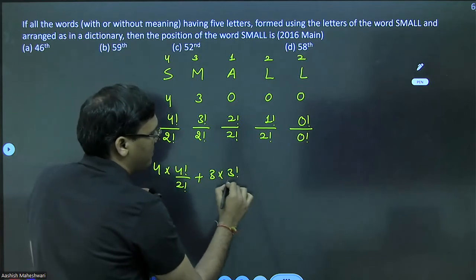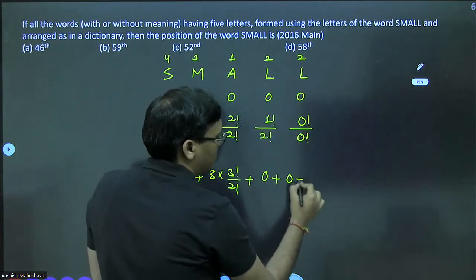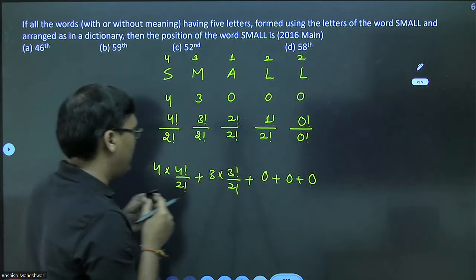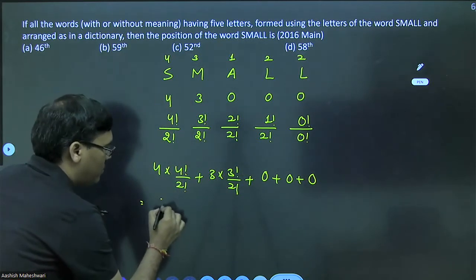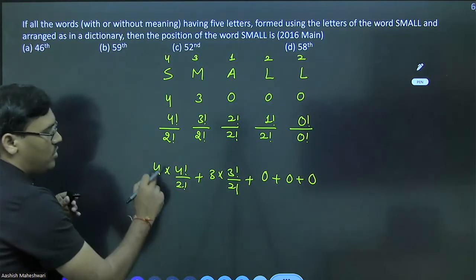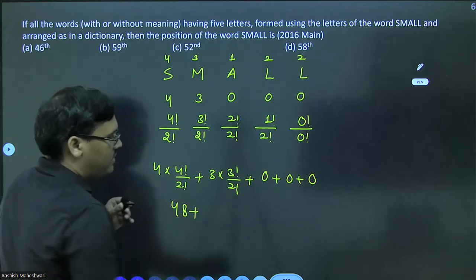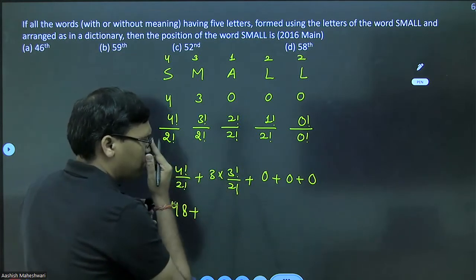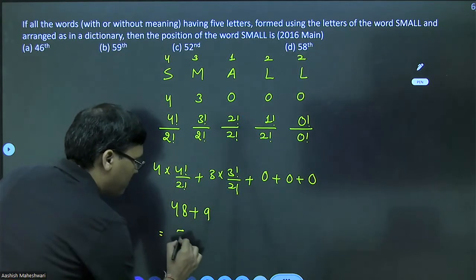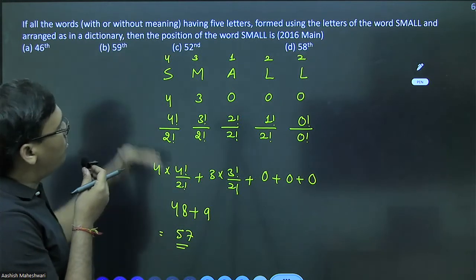This is 3 into 3 factorial, divided by 2 factorial. This is basically 0. This is also 0. This is also 0, right? 0 factorial is 1. So this is 1 into 0. Similarly, 0. Right? So this is 2 into 24. Let me directly write this. So this is 2 into 24, which is 48. This is 6. 6 into 3, 18. 18 by 2, that is 9. So what is this? This is 57. So 57 words are before the word SMALL.